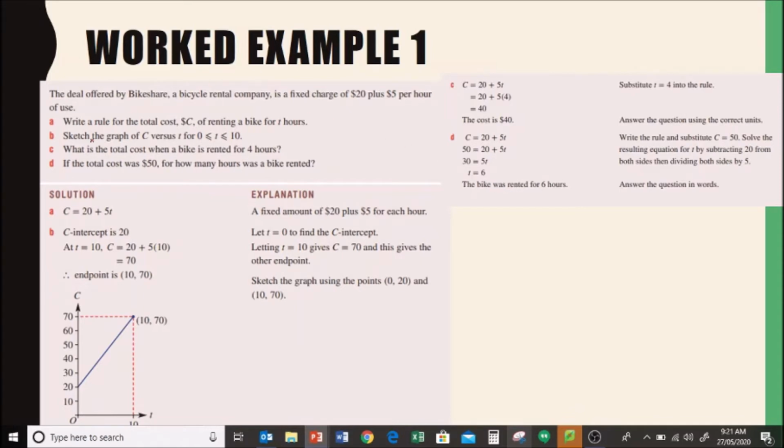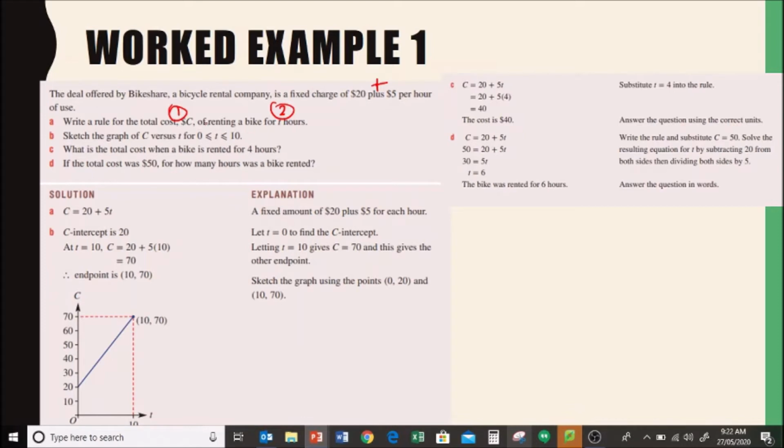So the question that we have here is the deal offered by BikeShare, so this must be the company's name. A bicycle rental company has a fixed charge of $20 plus $5 per hour of use. So the first part, A, write a rule for the total cost C dollars. So they've given you the variable, cost is C dollars, of renting a bike for T hours. So that's your first variable here, and that's your second variable, T hours.